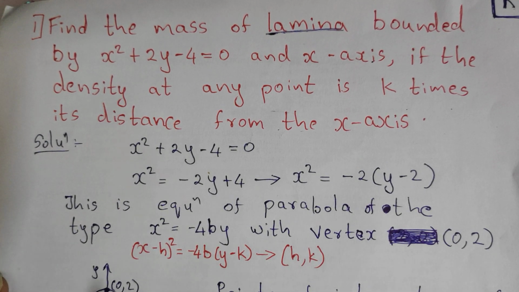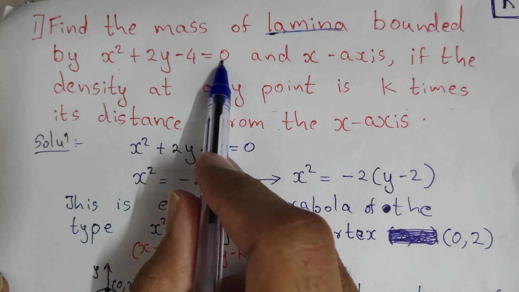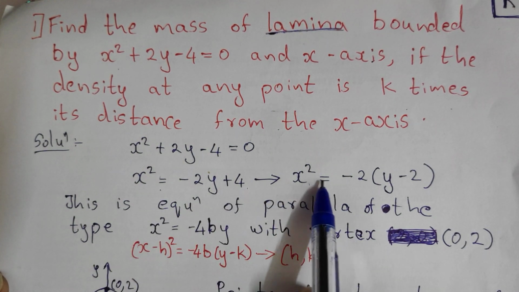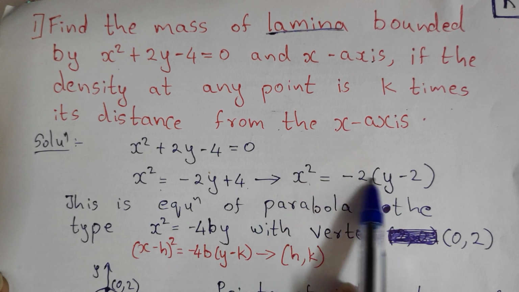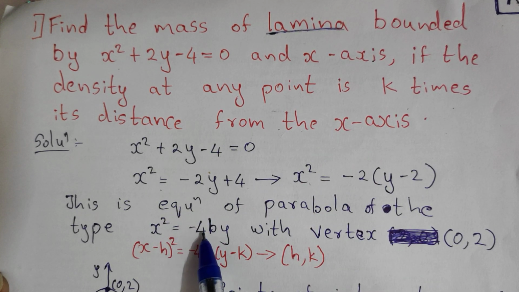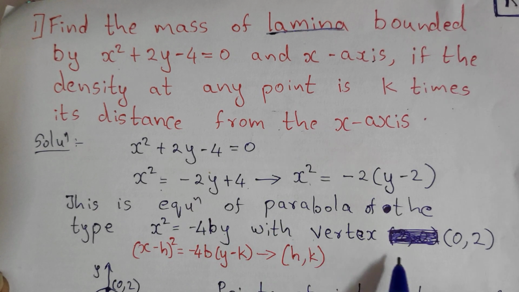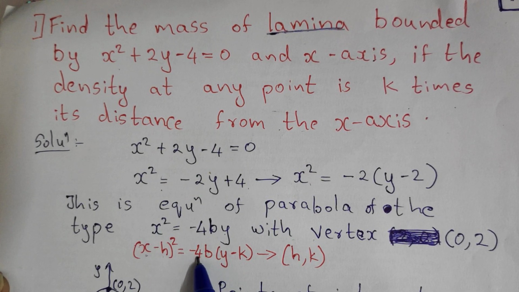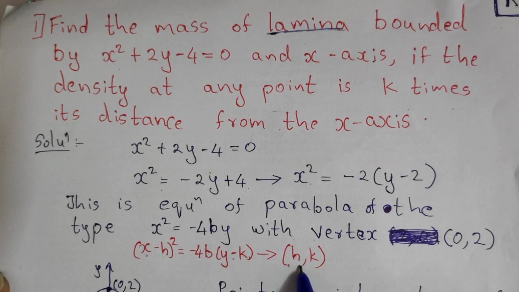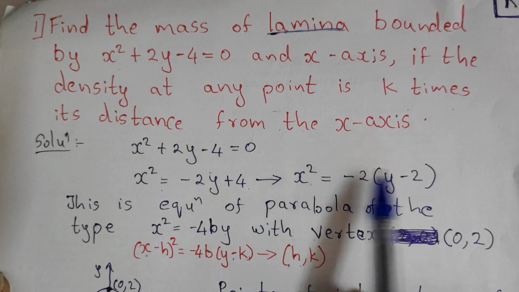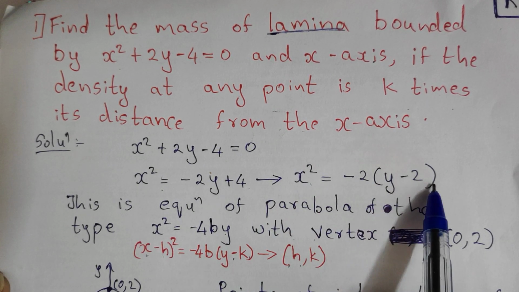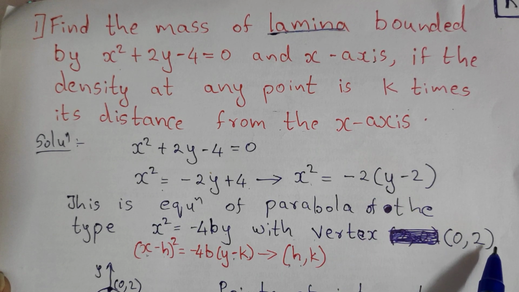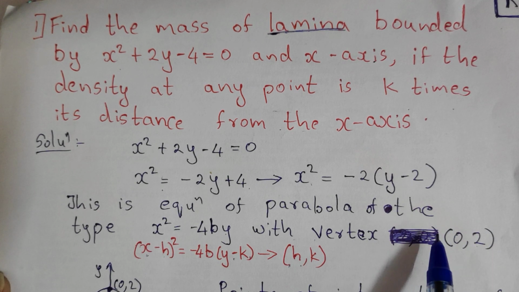First is to identify our curve x squared plus 2y minus 4 equals 0. If I simplify this, I get x squared equals minus 2(y minus 2). So this is the equation of a parabola of the type (x minus h) squared equals minus 4b(y minus k), with the vertex shifted to (0, 2). Here the vertex is (h, k), which is (0, 2). It is symmetric about the y-axis, and it will be a downward curve.